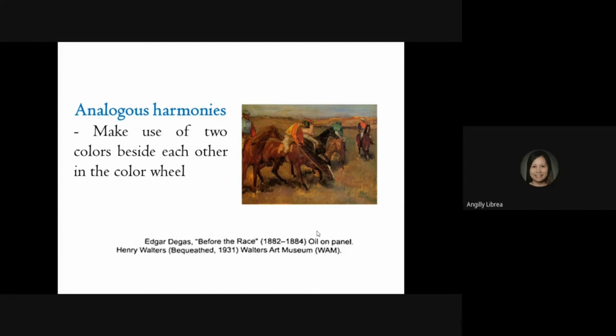The next one is analogous harmonies. This makes use of two colors beside each other in the color wheel. An example to illustrate this is Edgar Degas' Before the Race, 1882 to 1884, painted in oil on panel. So other harmonies have emerged, such as triadic harmonies, which make use of three colors from equidistant sites within the color wheel. This, however, does not mean that artists will limit themselves to these kinds of harmonies. These are but jump-off points that artists and other creatives use.